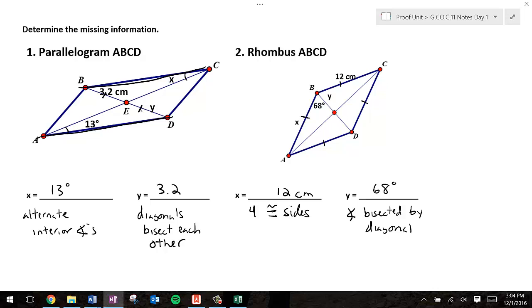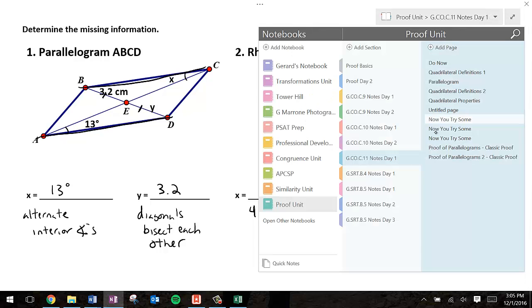So with a rhombus, remember we have 4 congruent sides. That allows me to say that AB is 12 centimeters, since BC was 12 centimeters. And then to find angle Y, in a rhombus, these diagonals bisect the angles. That means that my 2 angles up the top will be 68 degrees each. The angles are always bisected when we have a rhombus. So that allowed me to say that Y was 68.